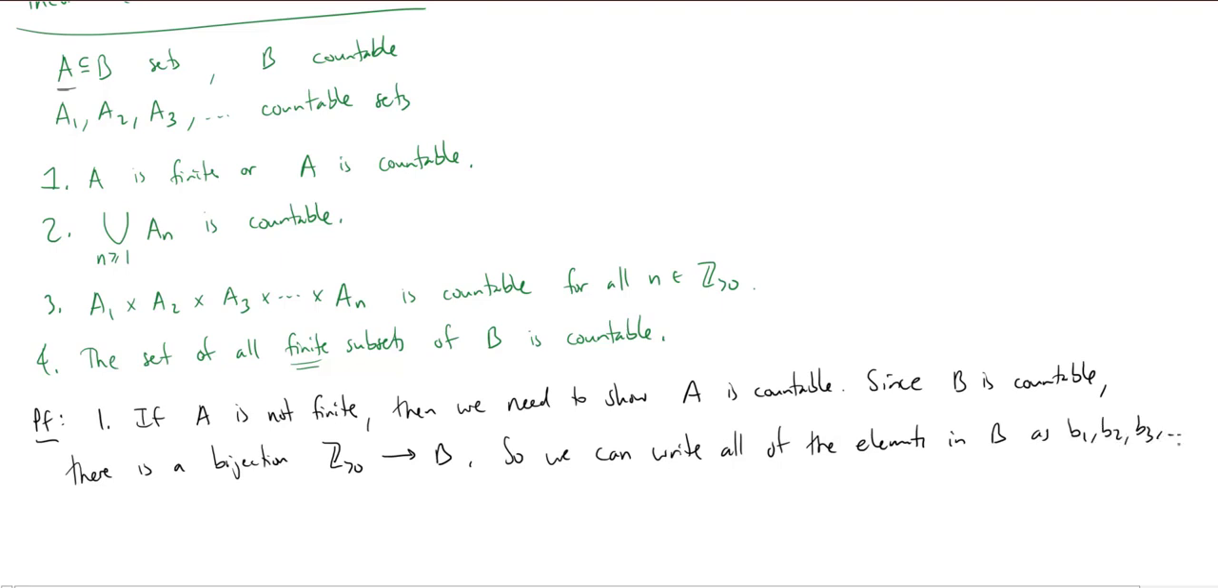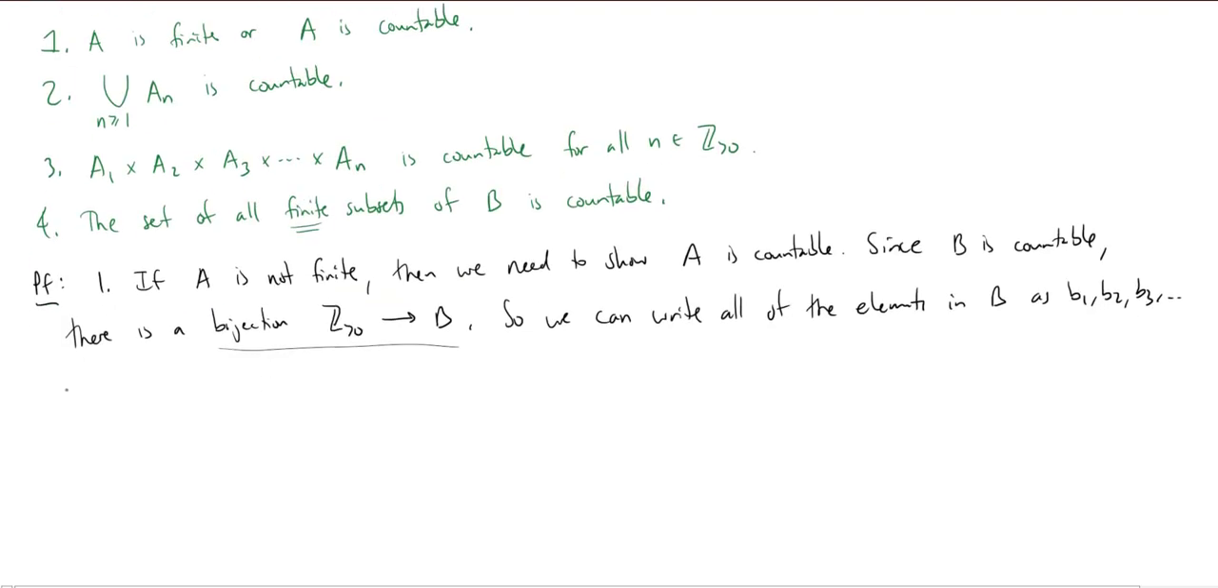And how do I know everything in B gets hit? Well, because this was a bijection, so it's surjective. So everything in B is the image of some positive integer. Okay, so I'm going to write everything in B in this way. Now I want to use this to define my function from A to the positive integers. So we're going to define some function f from A to the positive integers in the following way. Okay, what do I have to do? Well, if I'm given some a in A, I need to send it to some positive integer. How do I do that?